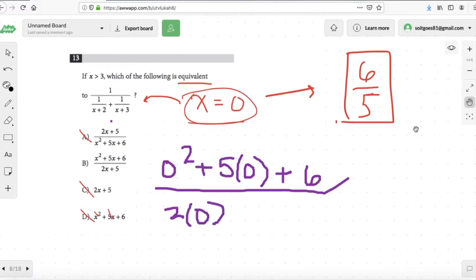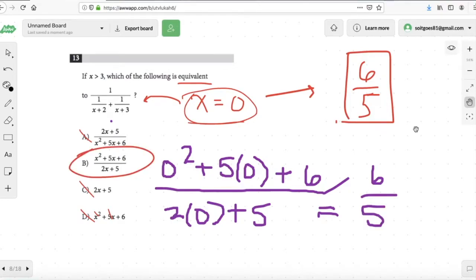I think this is the right one. That's looking good, right? Because we got a 6 in the numerator, and we're going to get a 5 in the denominator. Bingo. We can confirm it. It's answer choice B. Any questions about that? Nope. Ariane, any questions about that?